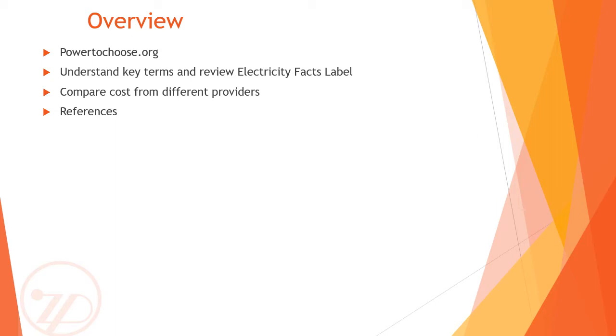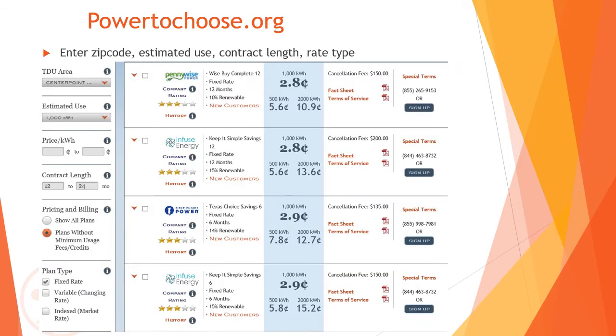We're going to look at the template, which you can download from my website, which has formulas embedded in it, and you can use it to do a comparison for yourself. And finally, the references. When we go to the site powertochoose.org, we'll enter the zip code.